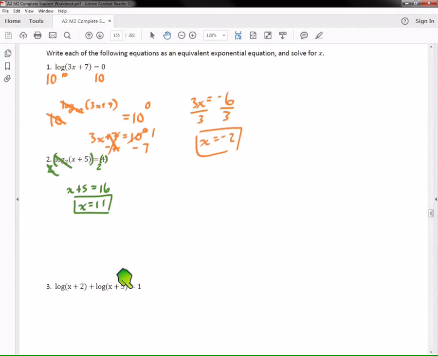If you want to solve this, you have to have only one log. You have to rewrite it as a single logarithm. So you have to condense, like what we did before. You guys ready for this action? I'm ready. Okay, calm down.